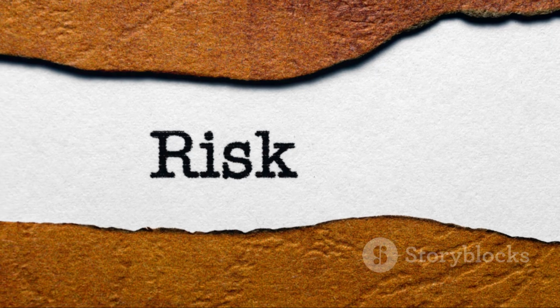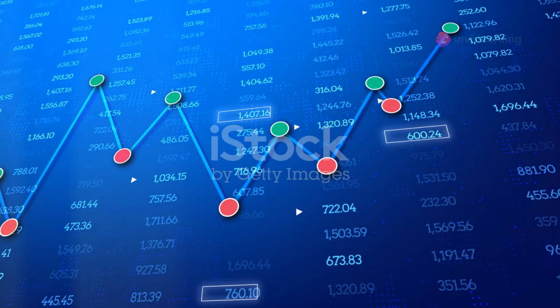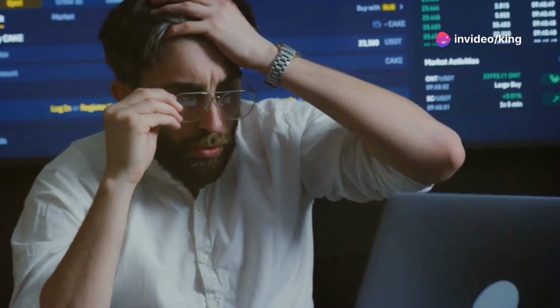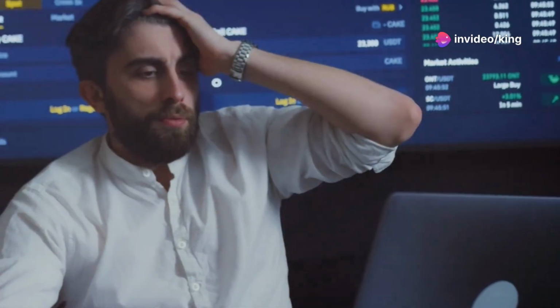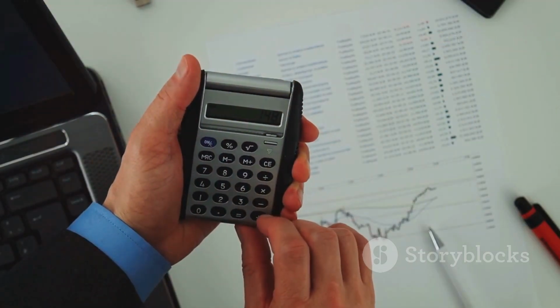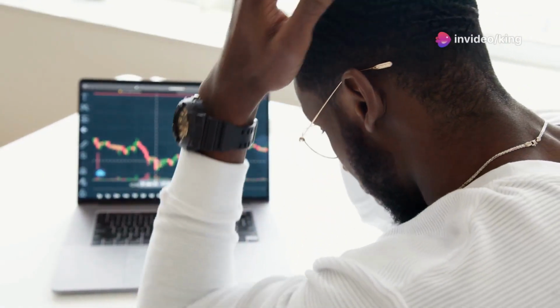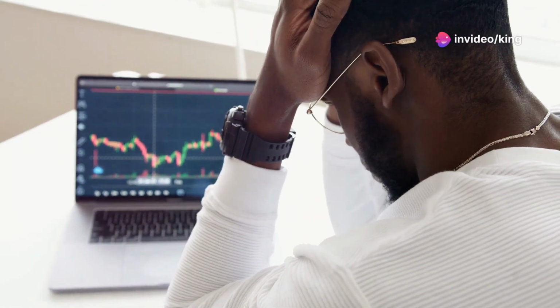Section 8. Risk management, protecting your capital. Risk management is crucial in scalping. The fast-paced nature of this strategy can lead to quick losses, if not managed properly. Start by determining your risk per trade. A common rule is to risk no more than 1% of your trading capital on any single trade. This limits the impact of losing streaks on your overall account.